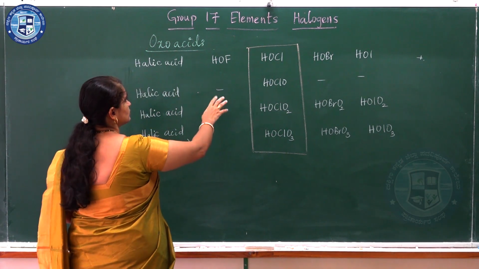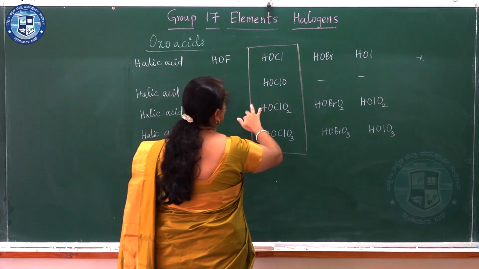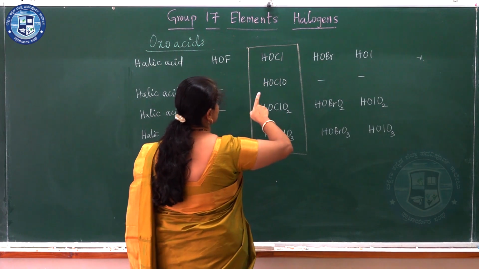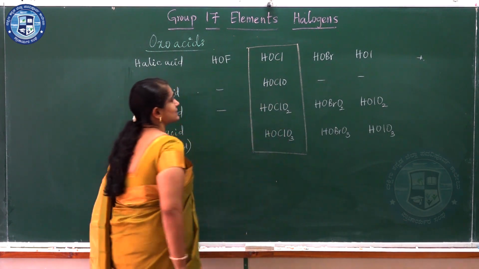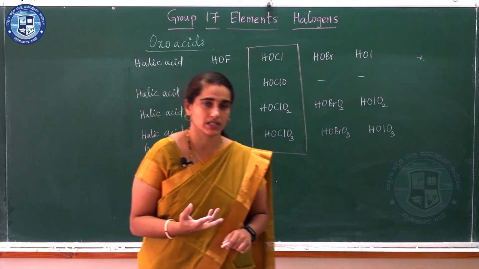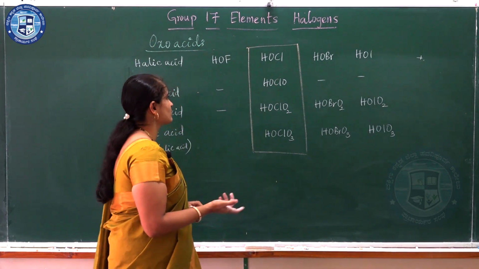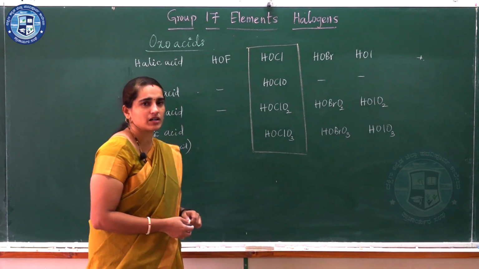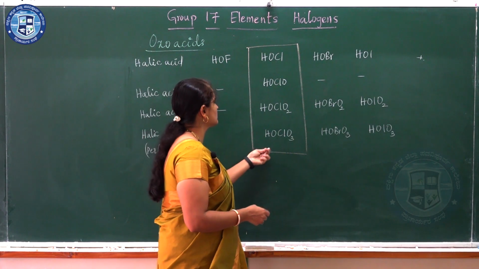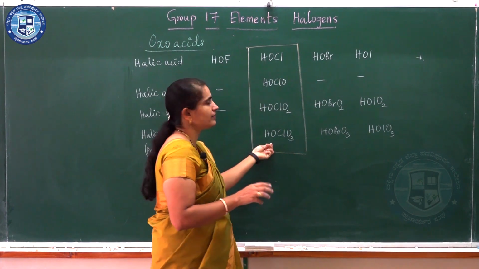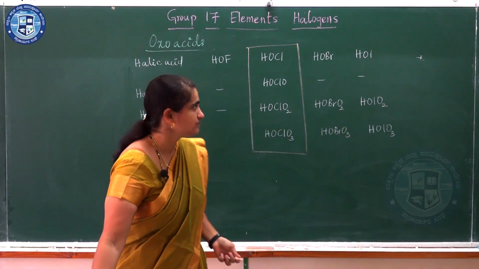Now, if you just go through these oxo acids, students, it is clearly seen that in these cases the halogens exhibit variable oxidation states. It may be +1, +3, +5 or +7. We shall look into the structures of these 4 now.